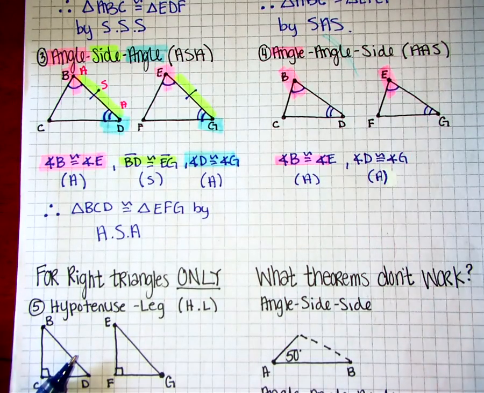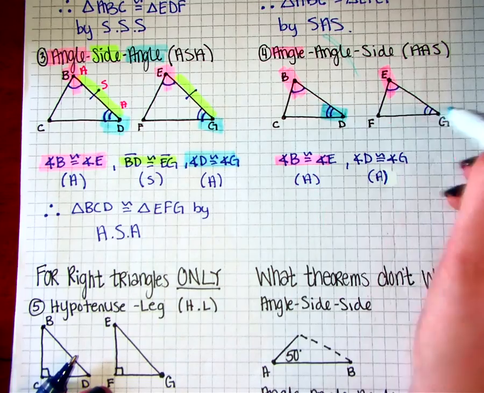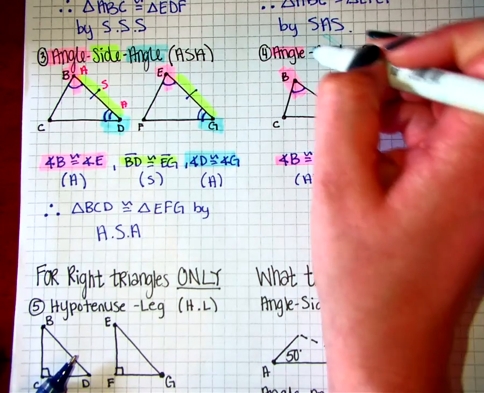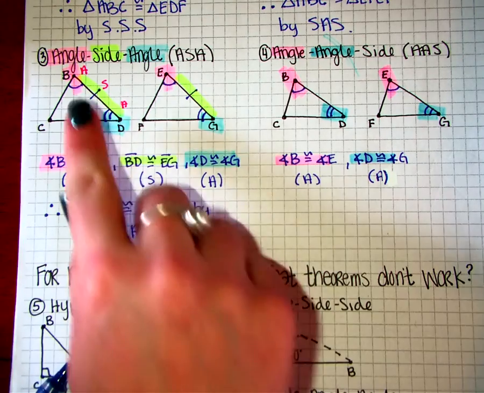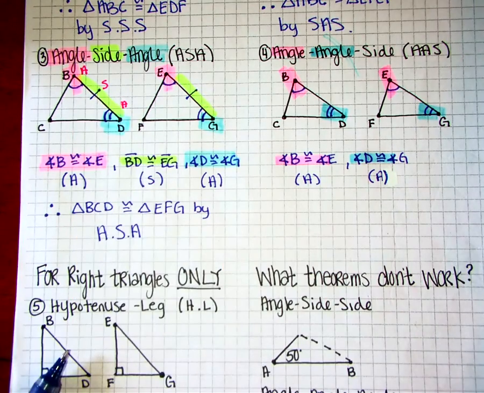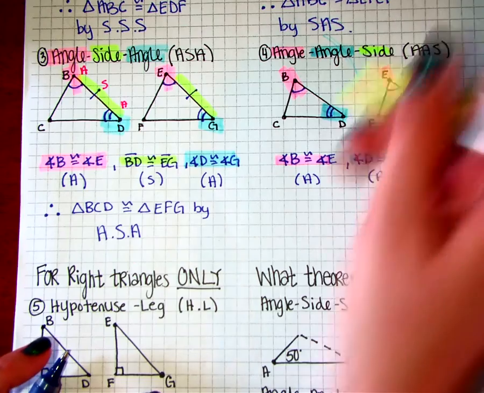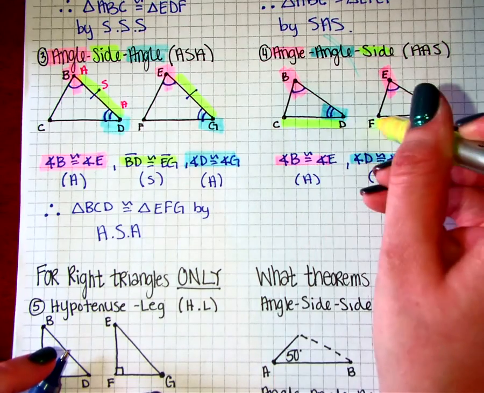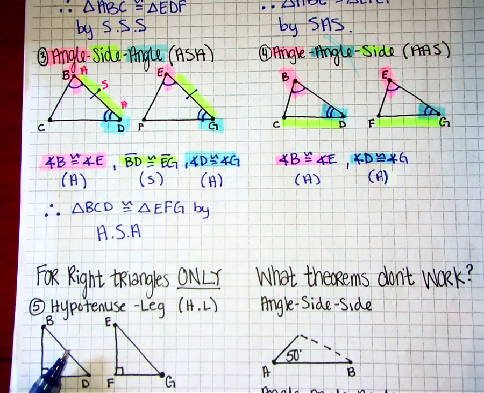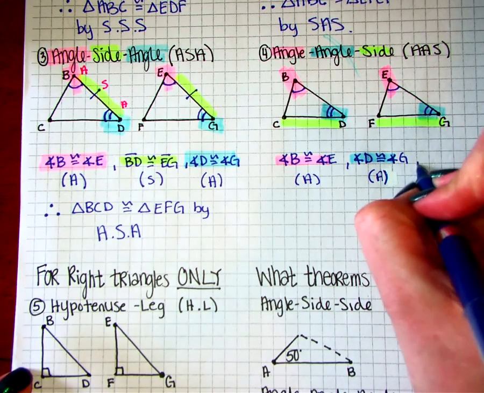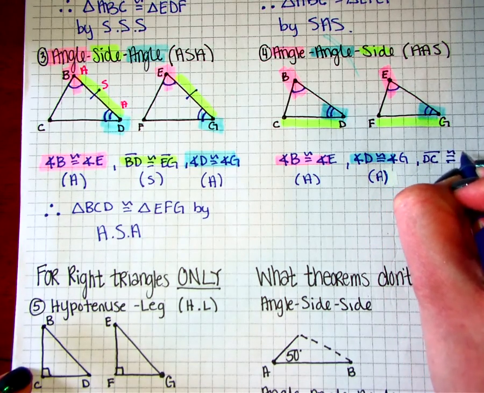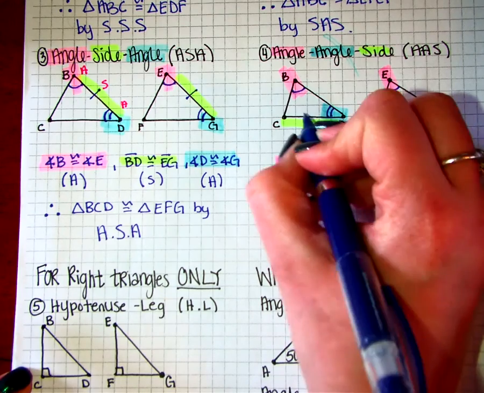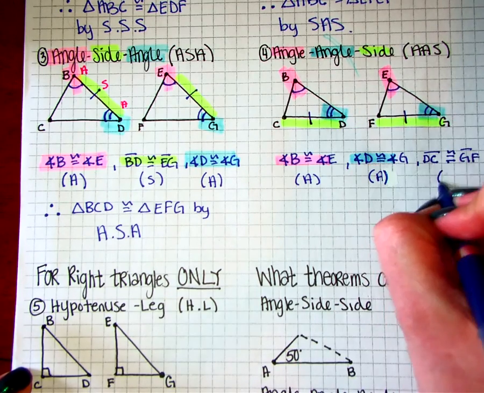So that's our second angle. Notice already how it's different from this one. Instead of the side being between the angles, the side is going to be off to the side. CD and FG. So I'm going to just flip it again. DC is congruent to GF. And that is a side.